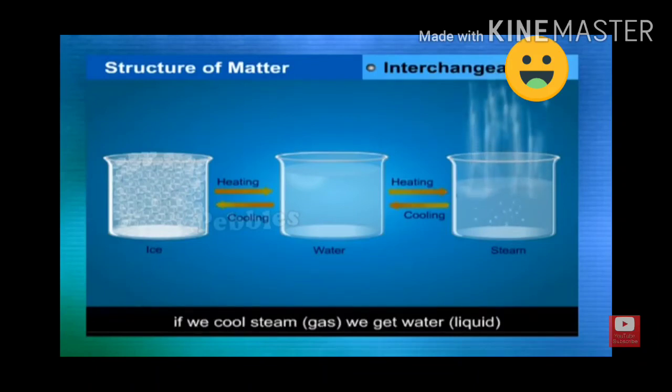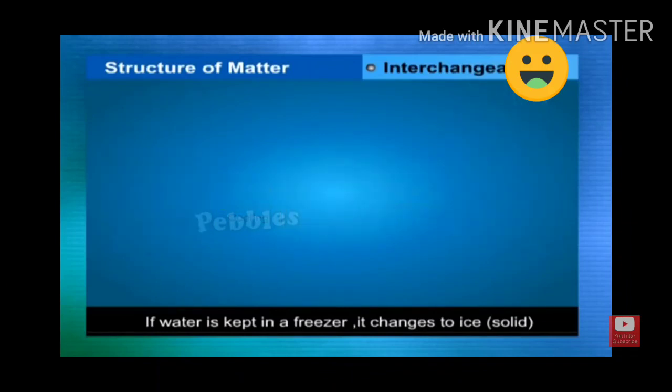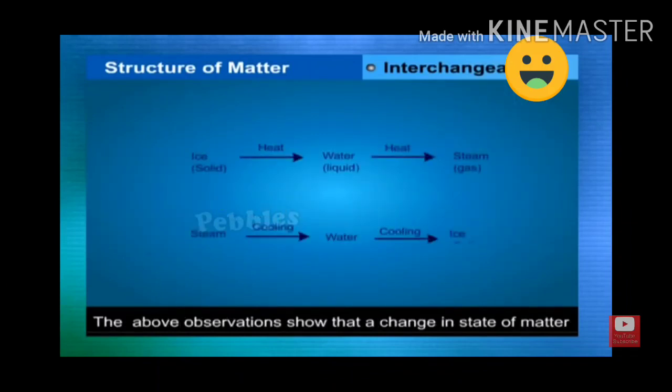If we cool steam, which is a gas, we get water, which is a liquid. If water is kept in a freezer, it changes into ice, which is a solid. The above observations show that a change in state of matter can be brought about by changing the temperature or pressure.